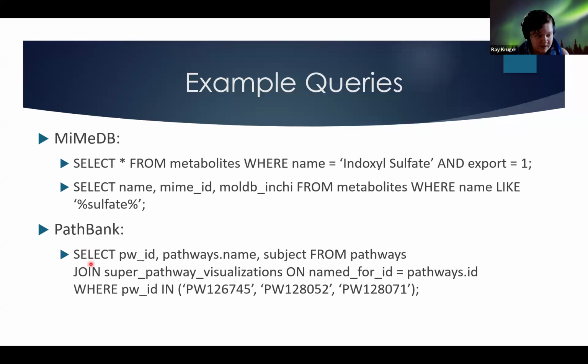For PathBank, a similar thing, but here we used an in and a join. So we join, and then you have to use on to specify the foreign key and the primary key so that it knows how to join these two tables. And then that's where it's in one of these 3 in parentheses. And then it will return these 3 pathway IDs with this information.